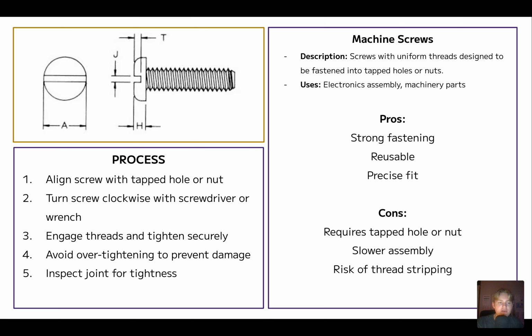The process we'd use in the exam would be to align the screw with a tapped hole or nut, and then simply turn the screw clockwise with a screwdriver or wrench or drill with a screwdriver bit on it, and then you'd engage the threads and tighten securely. Then you'd avoid over-tightening it to make sure that you don't damage the screw in any way, at which point you can then inspect the joint for tightness.